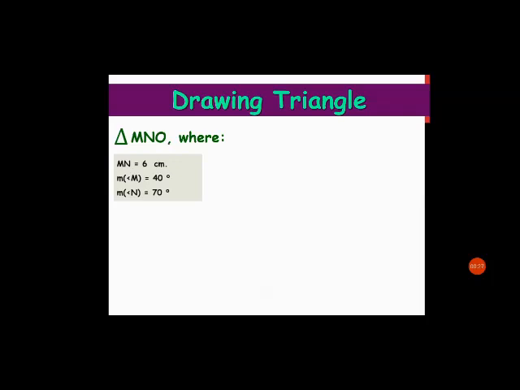First of all, I have to search how many sides and how many angles I have in this example. So I notice here that MN equals 6 centimeters. I have one side and I have two angles. So in this case, we call this triangle the triangle ASA, which means angle, side, angle. It has two angles and one side in between them.